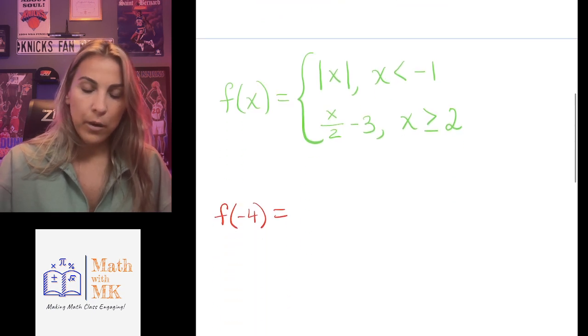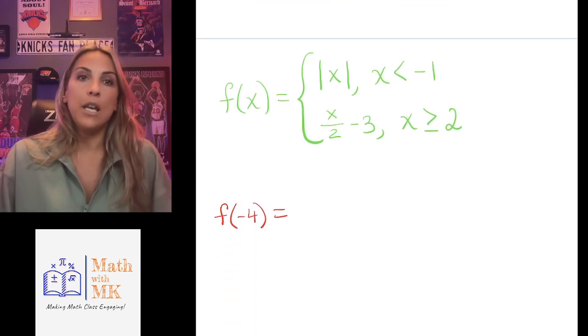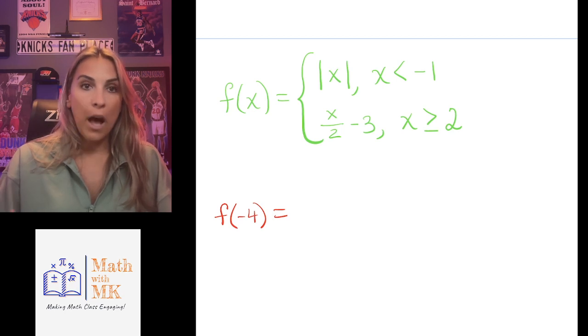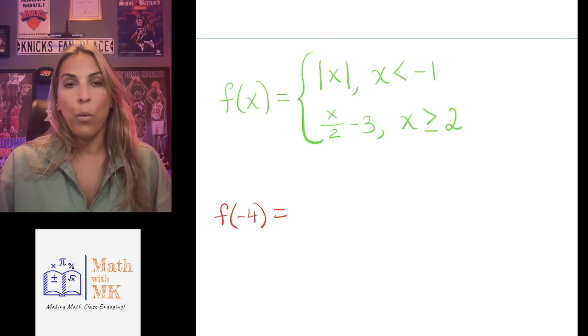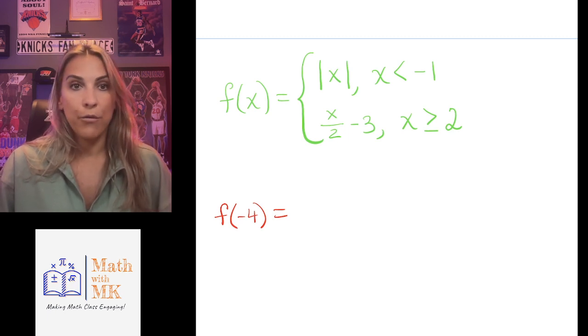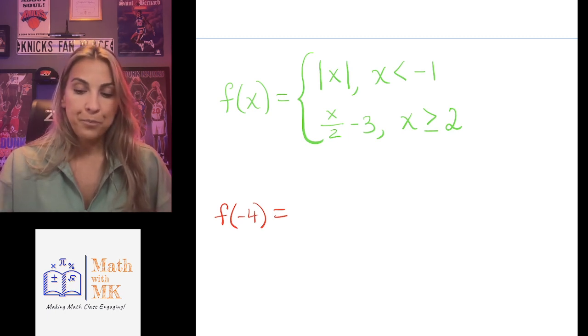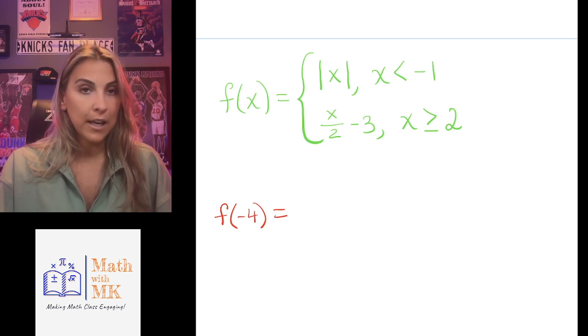So we have the piecewise function written in green. F of x is equal to the absolute value of x if x is less than negative 1, or it's equal to x over 2 minus 3 if x is greater than or equal to 2. So in order to find the red value, f of negative 4, we have to first determine, okay, where does that lie? Which rule are we going to follow? So negative 4, does it follow the top rule? Does it fall into this inequality? Is negative 4 less than negative 1? Or is negative 4 greater than 2?